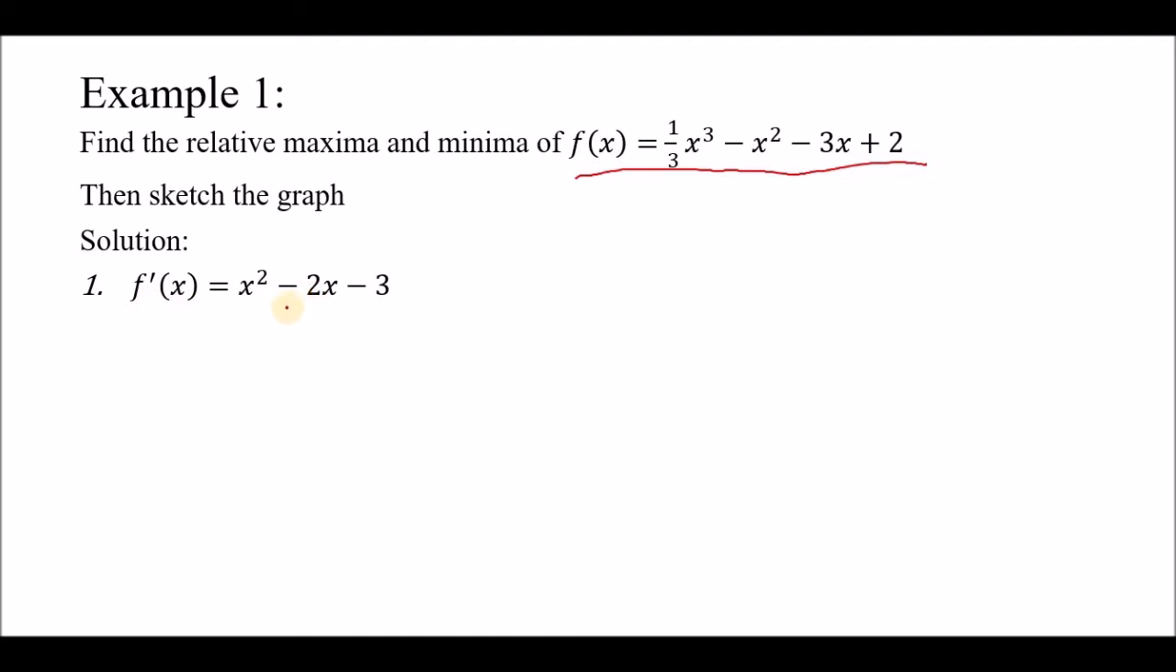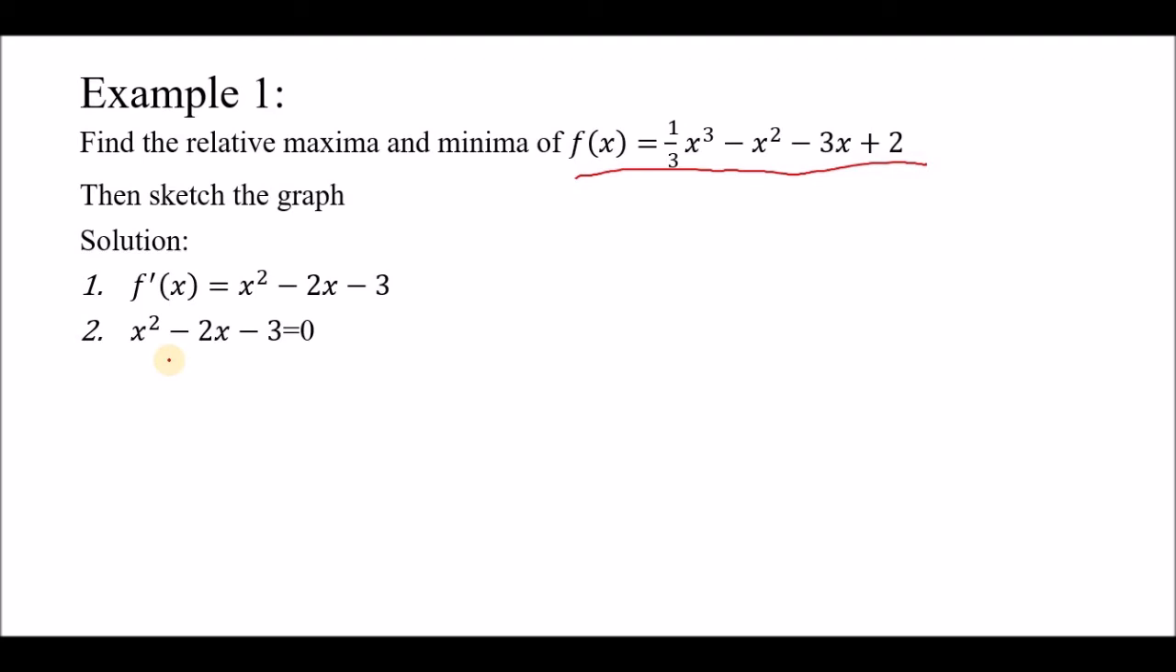The next step, we're going to find all of the critical values. The critical values are basically all of the values that make f prime of x equal to 0 or make it undefined. Since I don't have any values here that make f prime of x undefined, the next step will be to find all of the values that make f prime of x equal to 0. So I'm going to set x squared minus 2x minus 3 equal to 0, which is f prime of x equal to 0, and then solve for x.